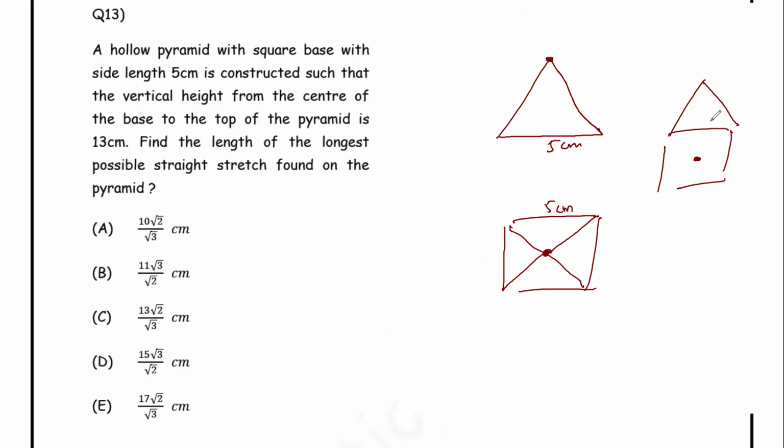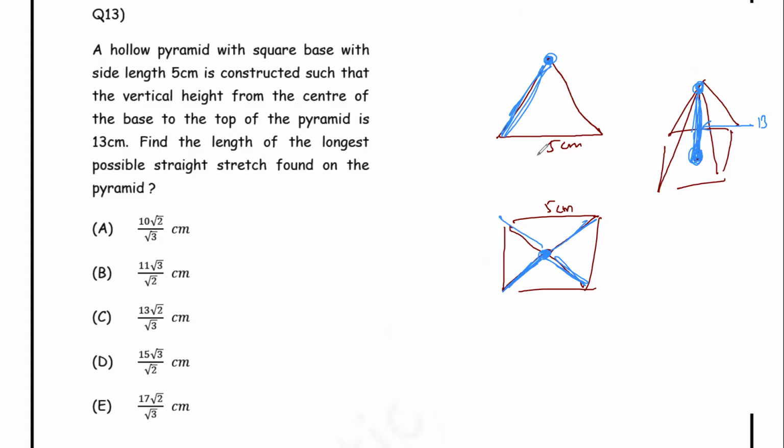And this blue line is the top to the center of the base, like that, is 13. So this blue line is 13 centimeters. Find the length of the longest possible straight stretch found on the pyramid. So the longest possible straight stretch is from here to here. That is this portion to one of the corners. Any corner you take, any of these blue lines you take.